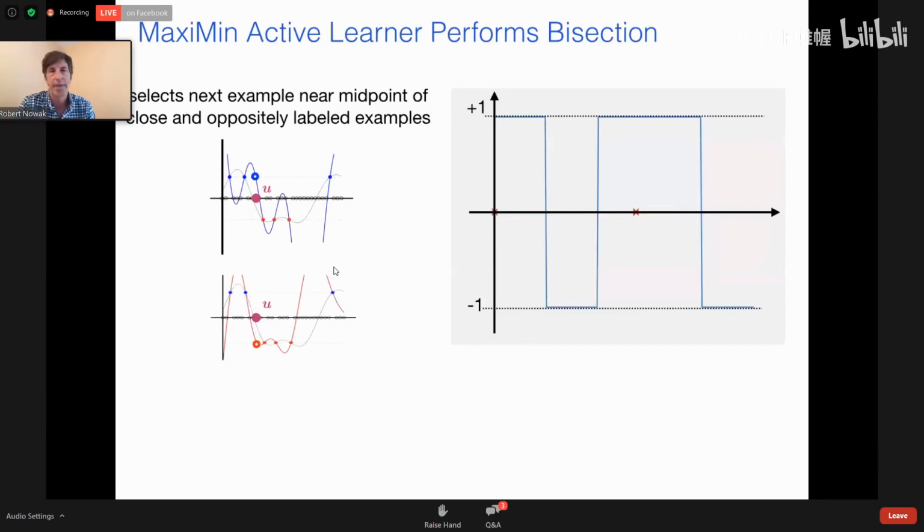So here's how the maximin active learner performs bisection, or binary search. What I'm depicting here on the right is a target function, which is a piecewise constant function. It's either plus one or minus one, and it has these change points, or classification decision boundaries, that I'm showing you here, three of them in this case. If we run this maximin data selection criterion, here's what it does. It basically quickly localizes one threshold, then another in some order, depending on the initial random samples that you take. And so it's quickly homing in on where those decision boundaries are.